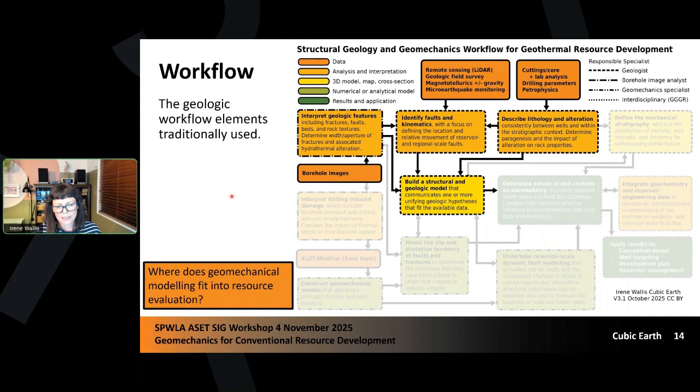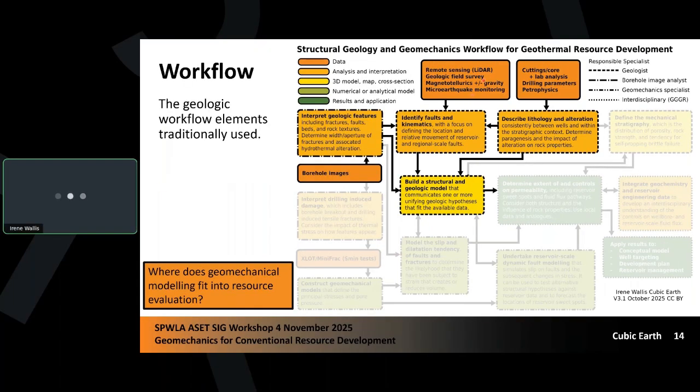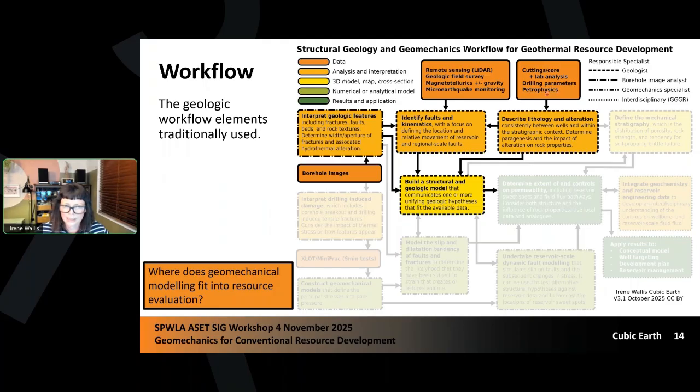Right. So the upper part of the figure here is the typical elements of the geologic parts of the workflow. And a lot of this is familiar. We may have some borehole images determining structural features. We may have other kinds of geophysics, field surveys, etc. We may have cuttings and core analysis. Petrophysics is very rare, not commonly done. Some people also use drilling parameters.